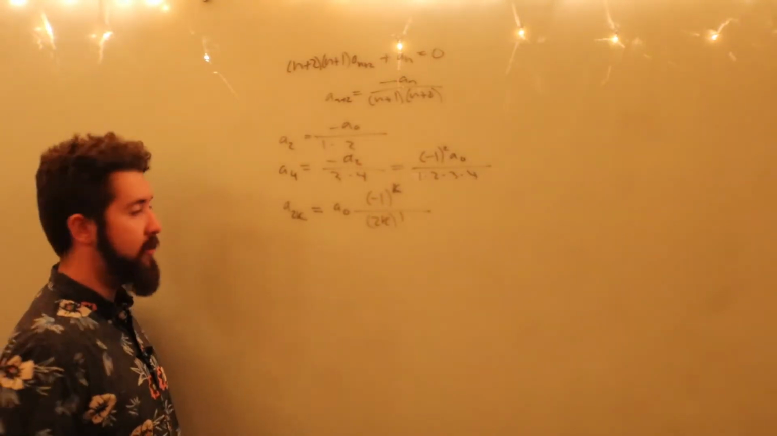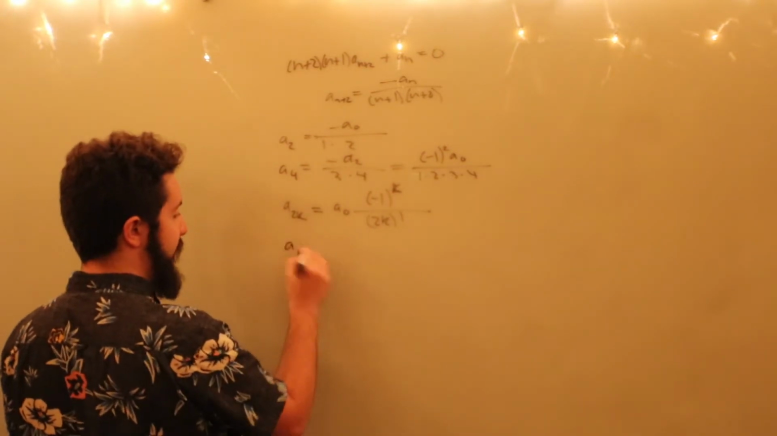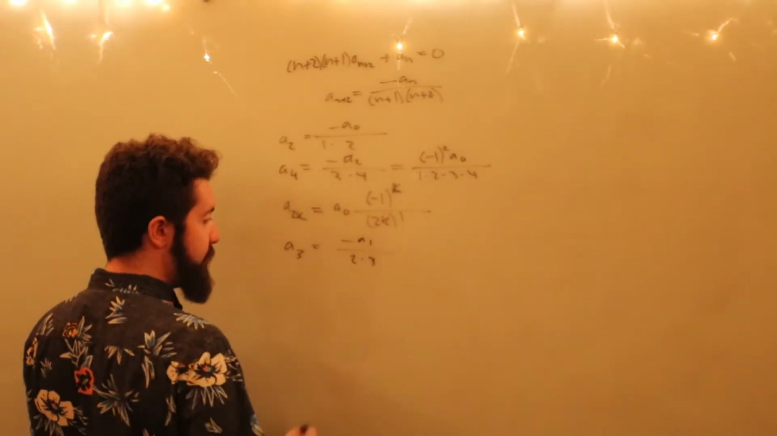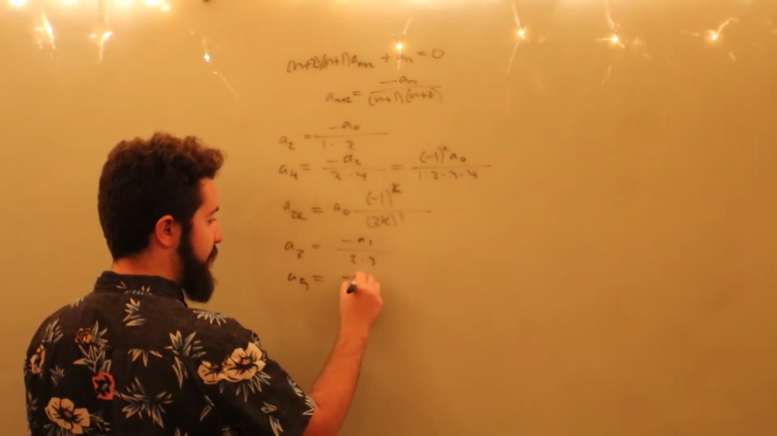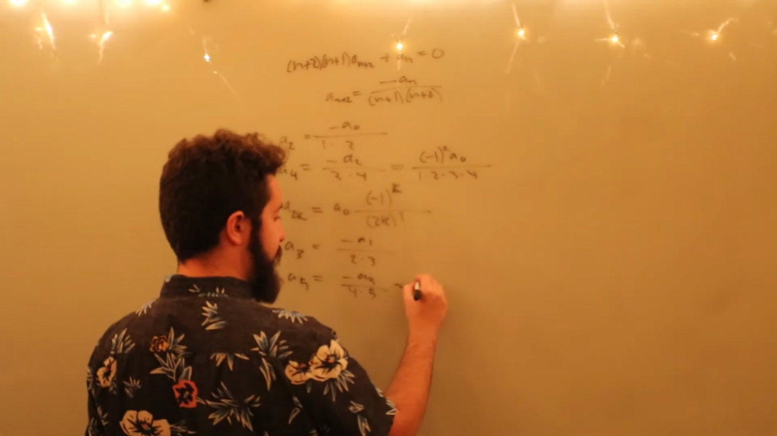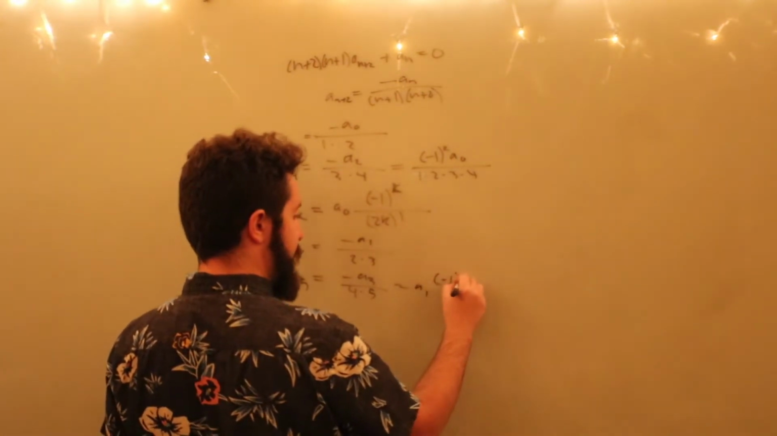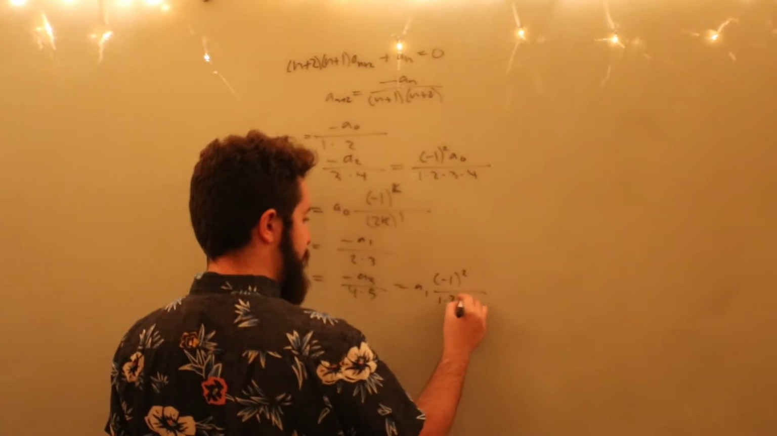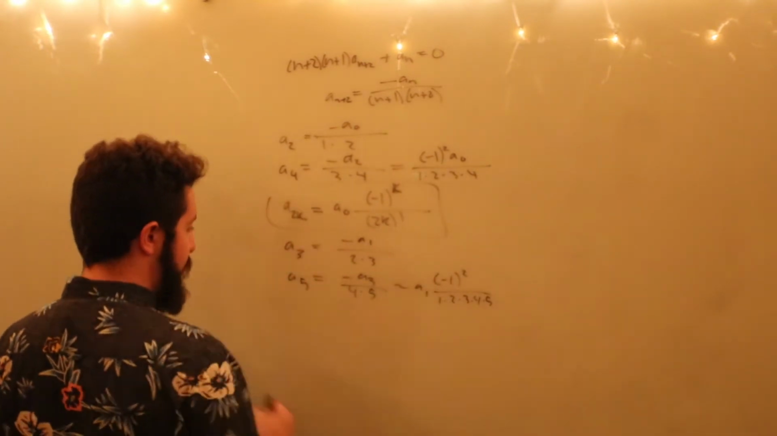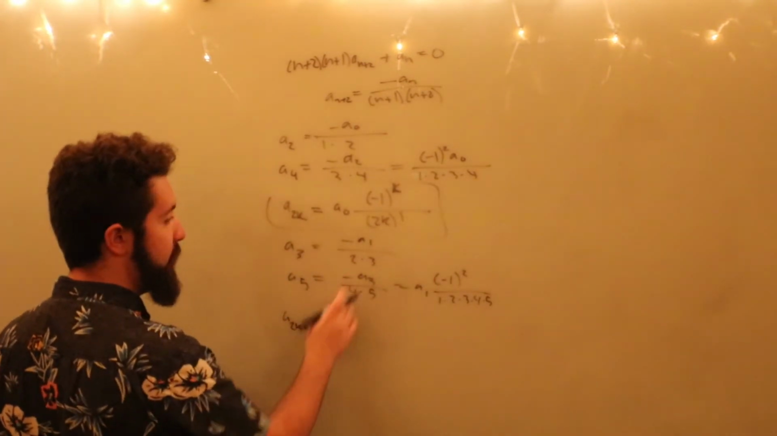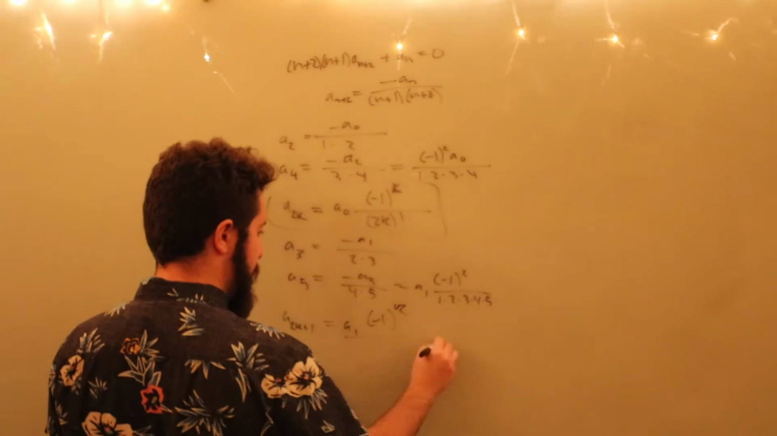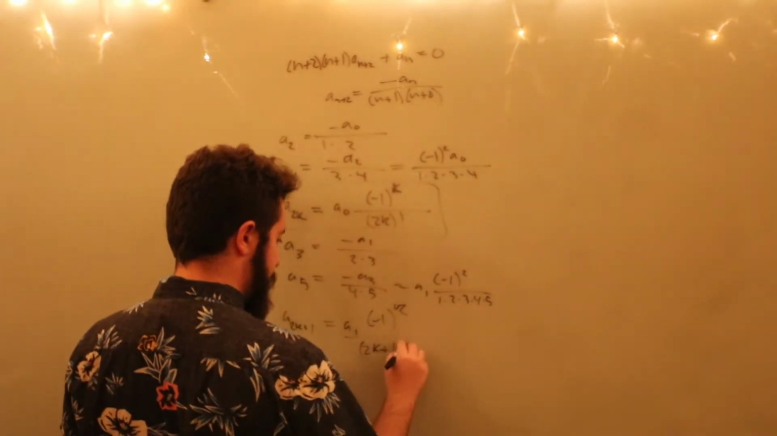Likewise, with the odd numbered terms, if we start with a sub 1, we're going to have a sub 3 is equal to negative a sub 1 all over 2 times 3. And a sub 5 is equal to negative a sub 3 over 4 times 5. But we have an expression for that already: it is a sub 1 times negative 1 squared all over 1 times 2 times 3 times 4 times 5. And so just as we got this formula, we get a formula for the odd a's in terms of a1, and that's going to be a1 times negative 1 to the k all over 2k plus 1 factorial.